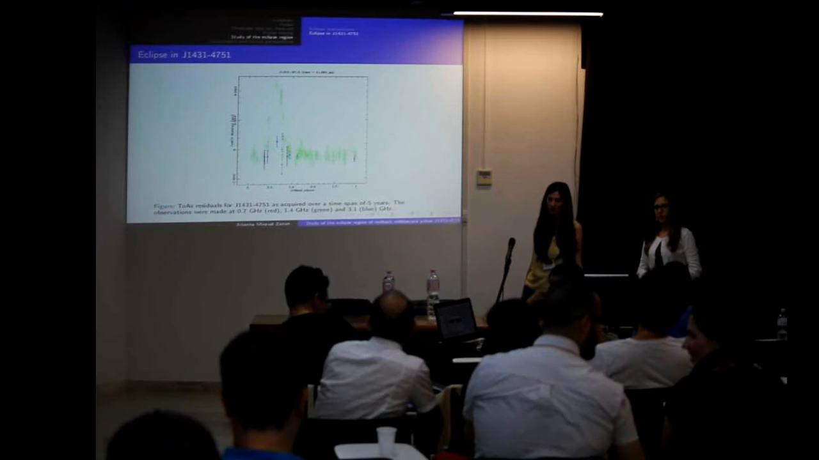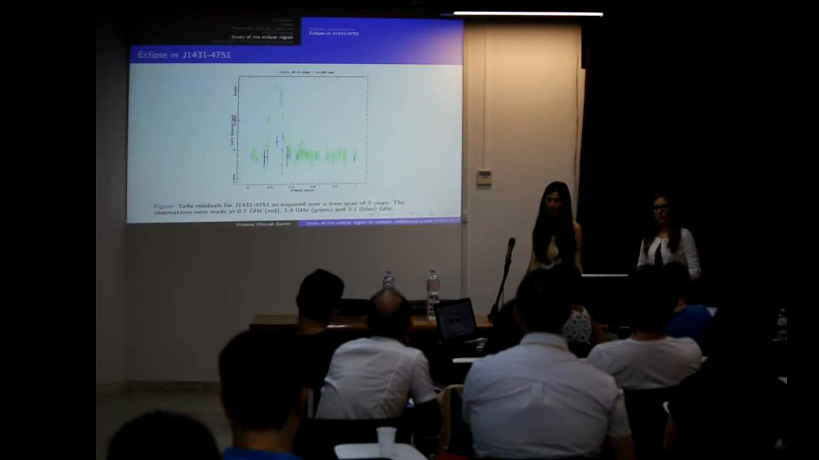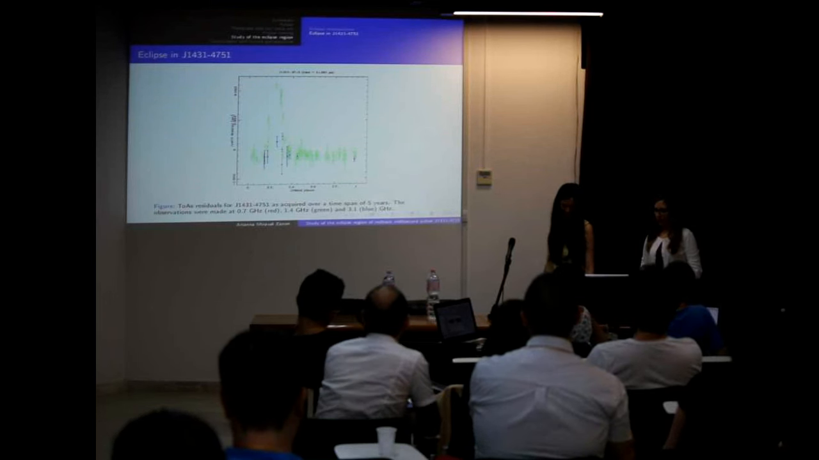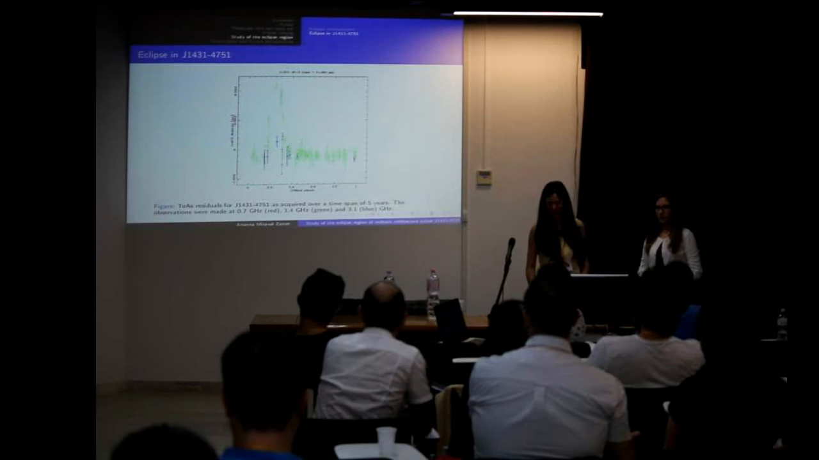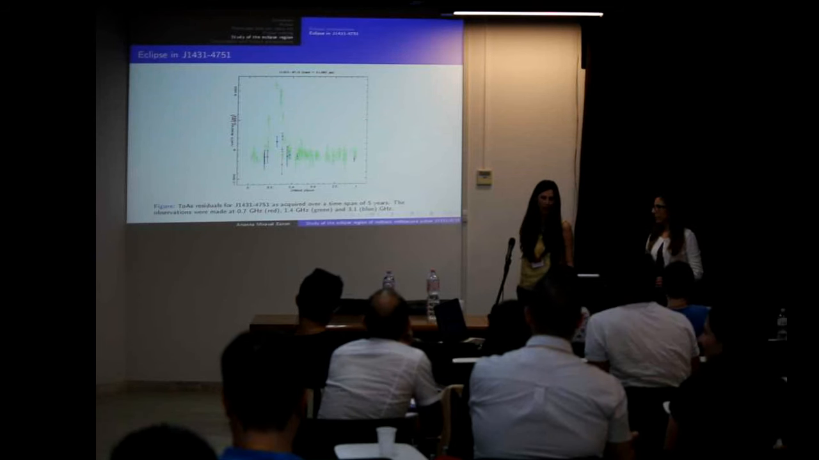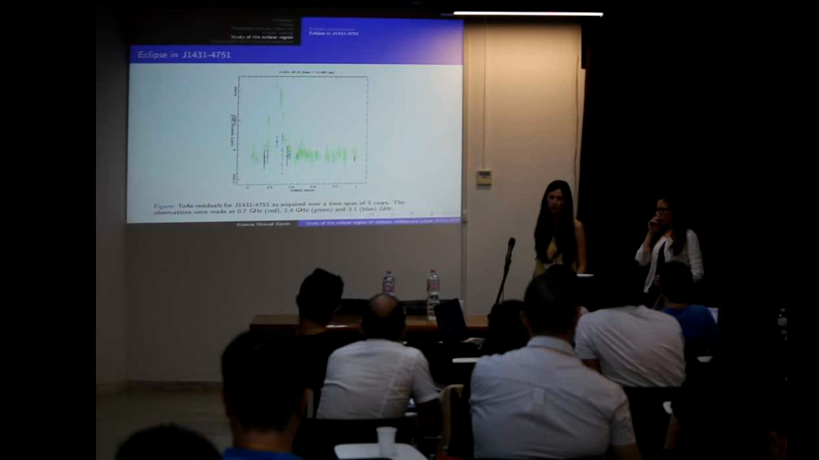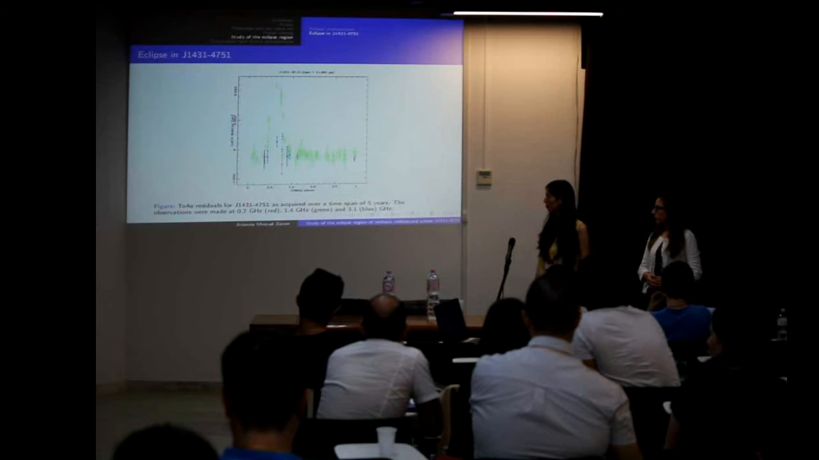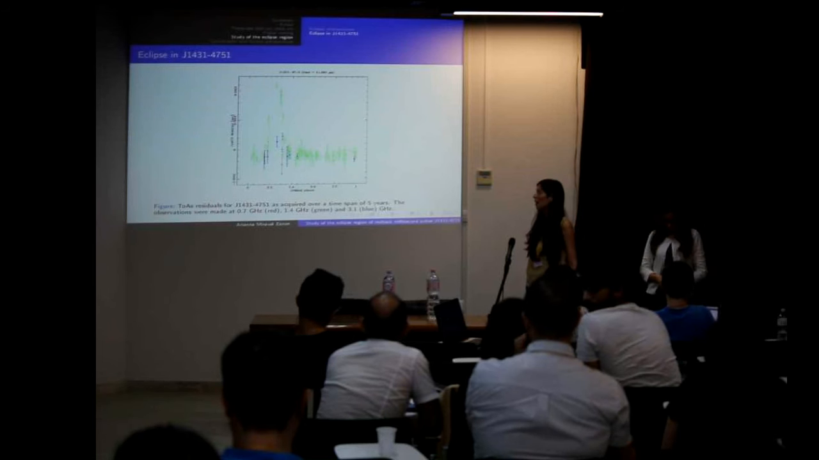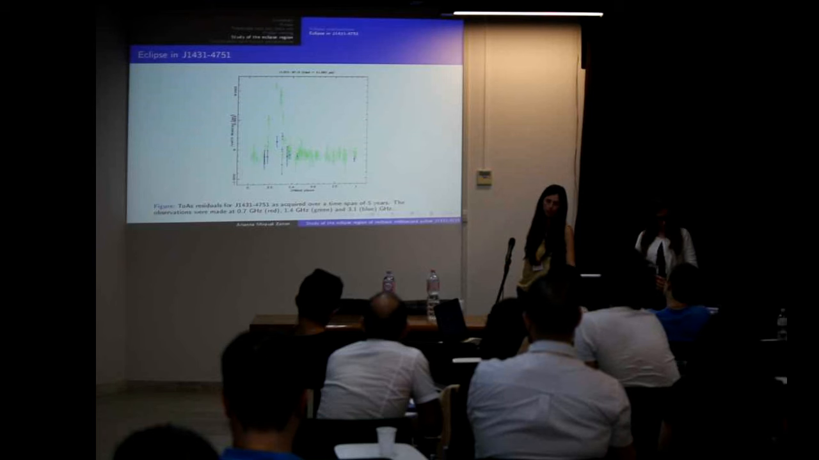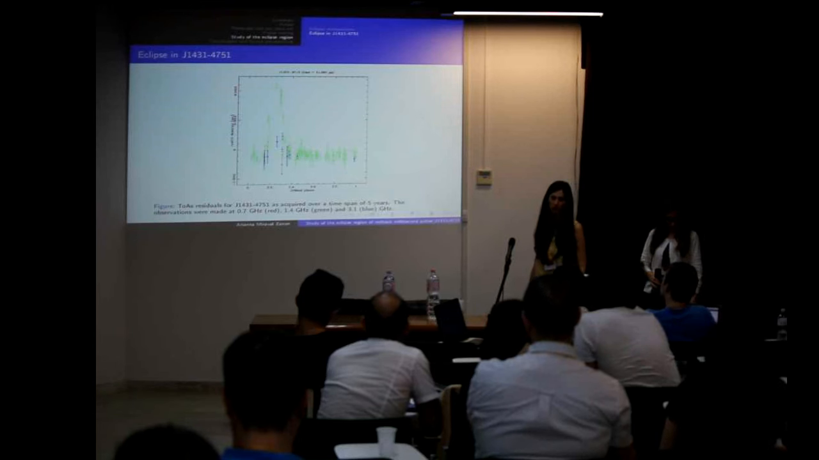What's the redback millisecond pulsar? Redback, the name is a spider. Redbacks and Black Widows are particular binary systems, and the peculiarity of these systems is that they show an eclipse during their orbital period. The companion, in Redbacks in particular, is non-degenerate.